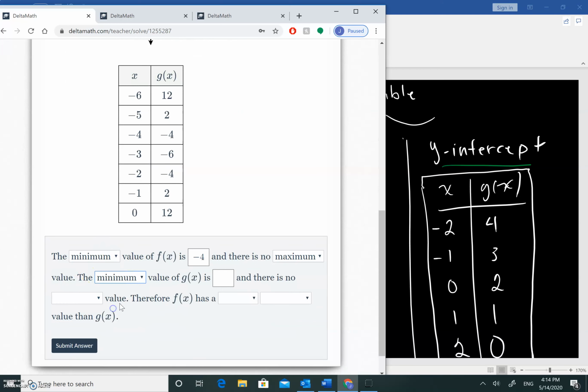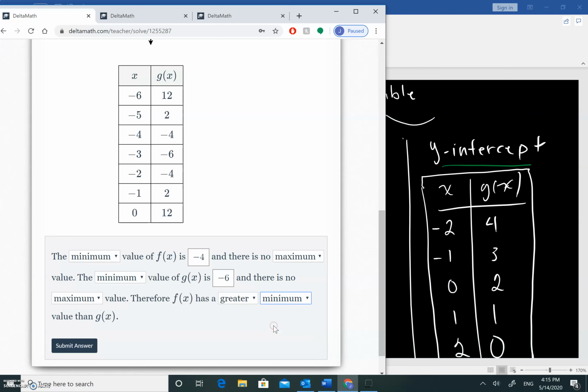The minimum of my g of x, now we're talking about the table, is what? Remember, the -3 is the axis of symmetry, and then my y value is going to be the minimum or the maximum. In this case, it's a minimum. So it's -6, and there is no maximum, and the reason for that is because it goes on forever. This is a parabola. Now, therefore, for f of x, is -4 greater than or smaller than -6? It is actually greater than.